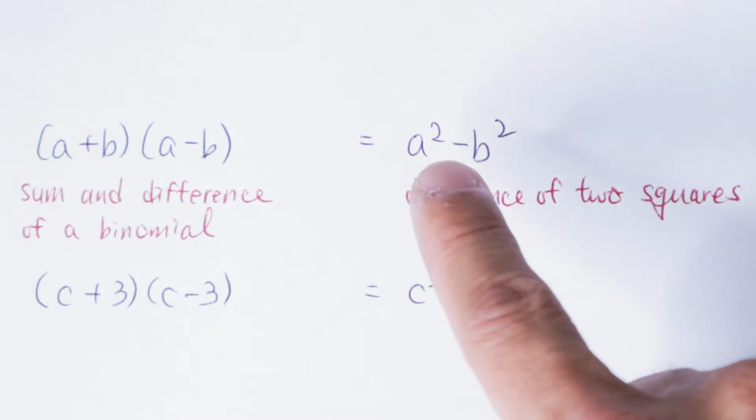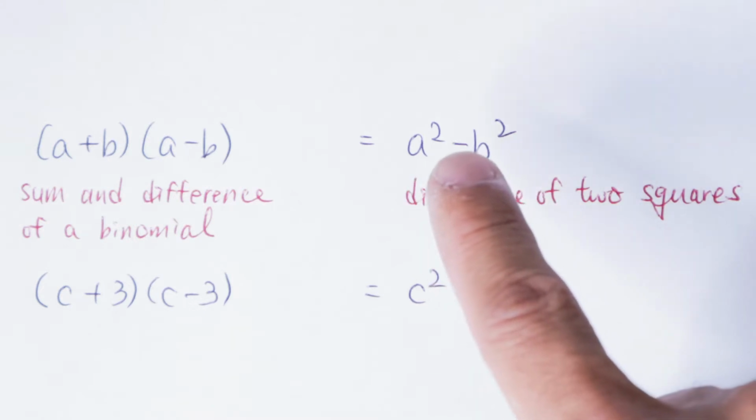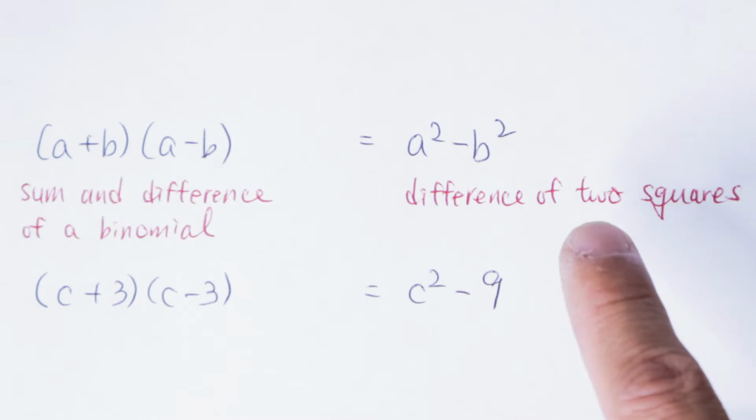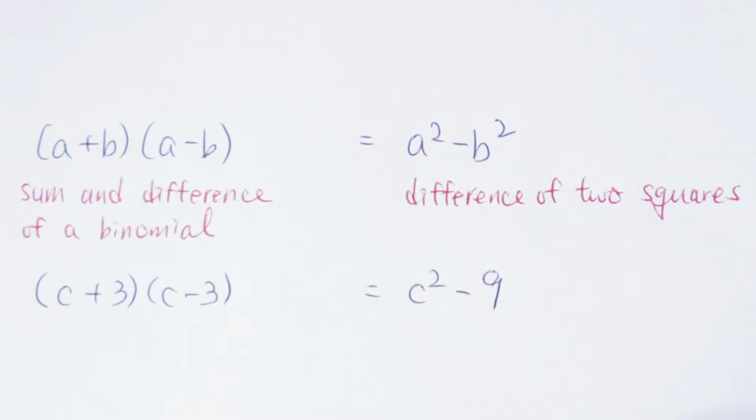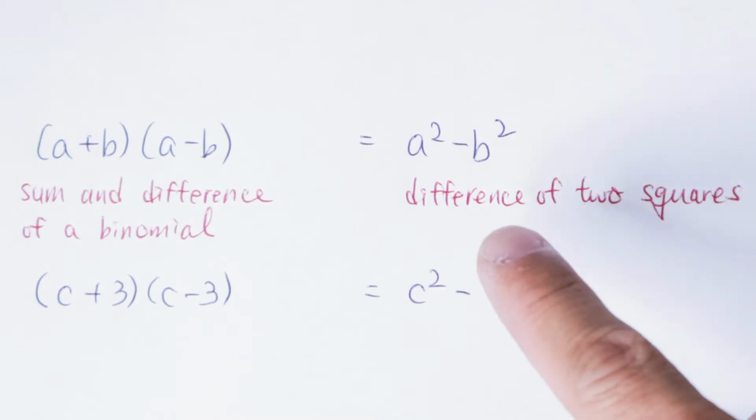Because difference means the minus sign. And then in between the minus sign, there are two squares: the a being squared and the b being squared. So those two are the two squares with a minus sign in between, and hence it's called difference of two squares.